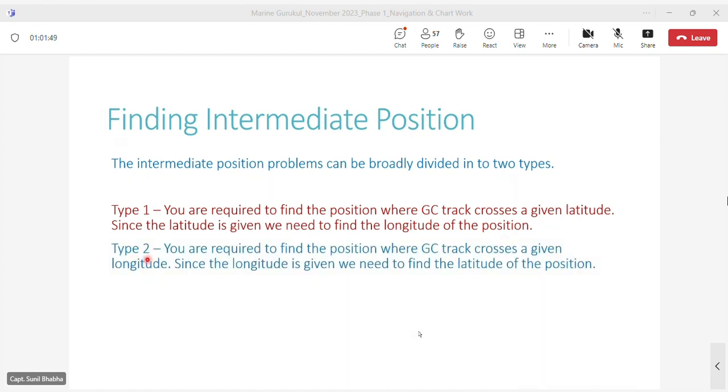Now in type 2 questions, you are required to find out the position where the great circle track crosses a given longitude. Since the longitude is already given to us, we need to find out the latitude of the position. Now in both these types, Napier rule is used to solve. Napier rule helps us to calculate the intermediate position in both types of questions.